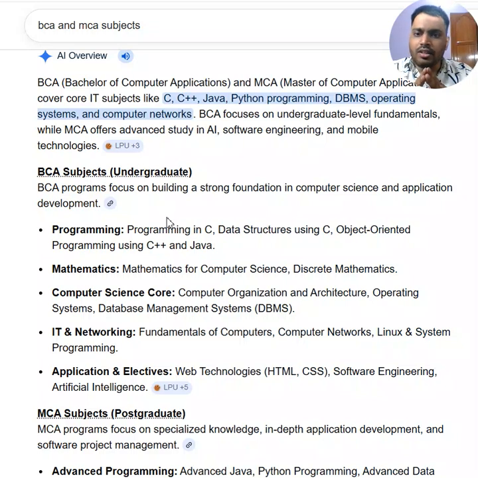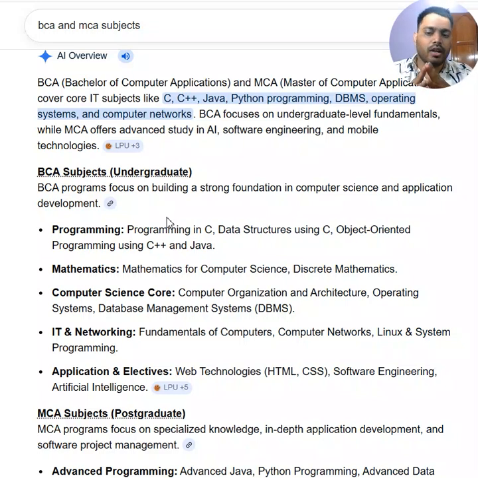And then there are computer science core subjects, which are computer architecture, how the computer architecture looks like, what are the different peripherals of the computer, the operating systems, what are the different types of operating systems, what is an operating system, and the database management systems. So all these fundamentals are taught to the BCA students.